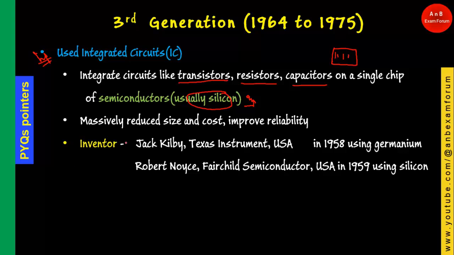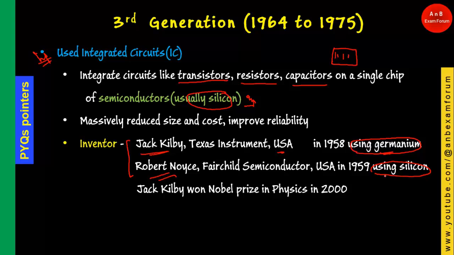And again, for the sake of fact, I'm telling you one more fact, that the IC was invented by Jack Kilby, and he is from Texas Instruments, USA, and he used germanium as a semiconductor for making this chip. And the other person who has credit for making the IC is Robert Noyce. He is again from the US, from Fairchild Semiconductor, and he used silicon. Okay, so Jack Kilby used germanium, whereas Robert Noyce used silicon, but the concept remains the same. They have made the IC.